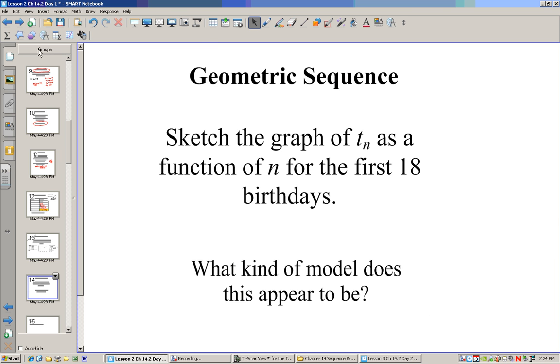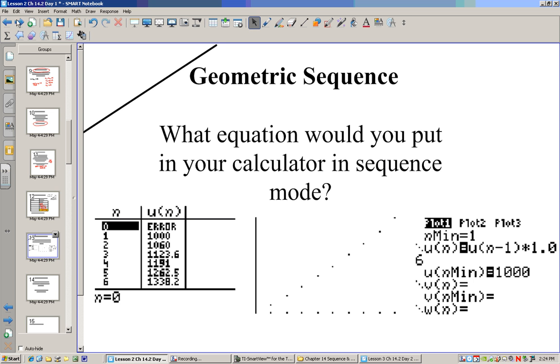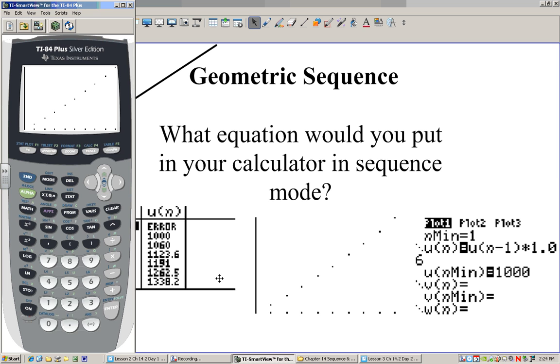All right. So sketch the graph of t sub n as a function of n for the first 18 birthdays. What does the model appear to be? And we didn't do 18. We did 1, 2, 3, 4, 5, 6, 7, 8, 9. If I wanted to do more, we would just have to look at the window and go up to 18 birthdays.